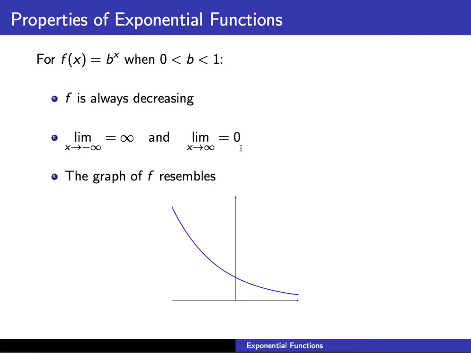So we have this graph here, which is called exponential decay. So as we head further to the right, our output values get smaller and smaller. So we'll see examples of this with things like radioactive dating. So for instance, carbon dating uses this idea of exponential decay.